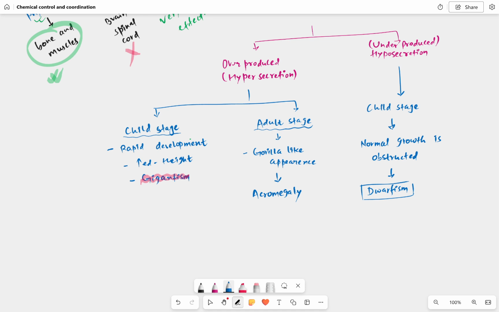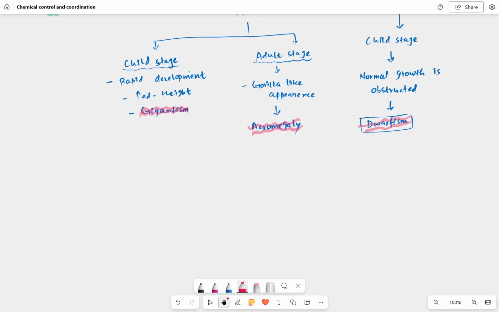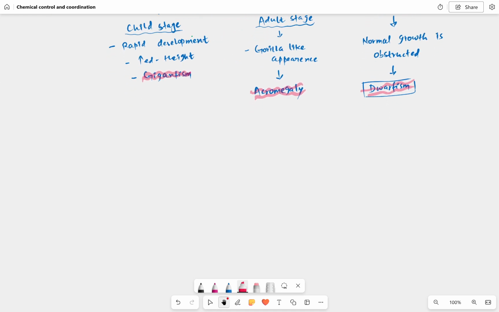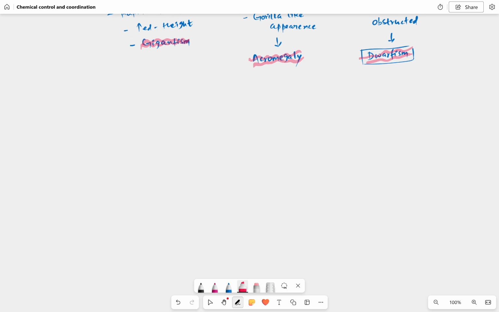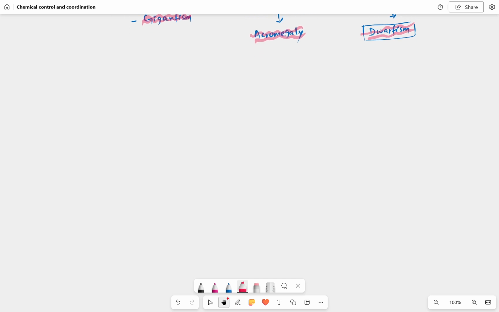So these are the three consequences of underproduction and overproduction of growth hormone. Gigantism, if growth hormone is overproduced during the child stage. If overproduced in the adult stage, acromegaly, a gorilla-like appearance. And if growth hormone is underproduced during the child stage, dwarfism is the case. So this is all about the growth hormone.